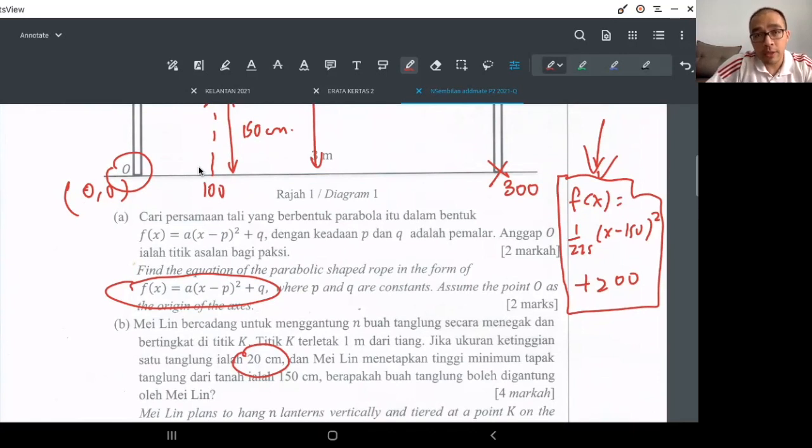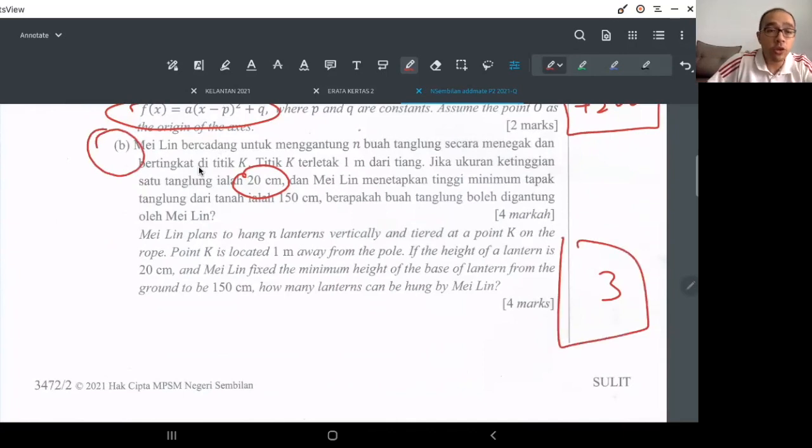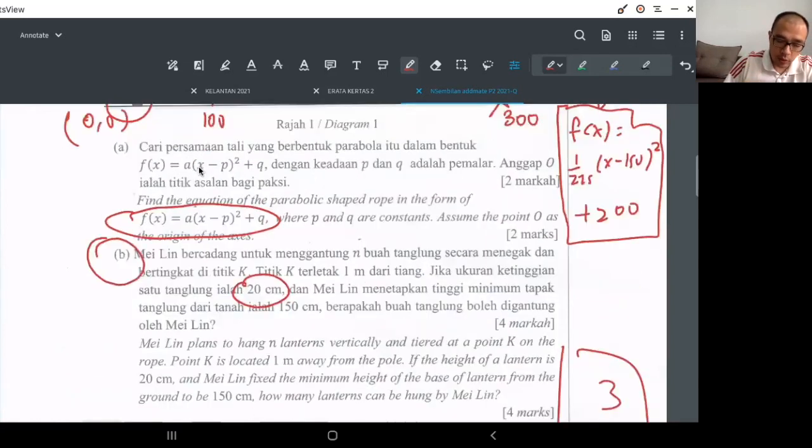So if you have done this question and you did it in meters, just show me your answer, and I will double check it for you. But one way to know that you have gotten the answer correct is if your answer for B is 3 lanterns. This one is very confirm. Whether you use meter or centimeter, you can only hang 3 lanterns. So if you get 3 lanterns, then most likely your A answer is also correct.